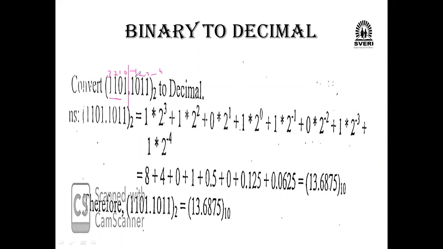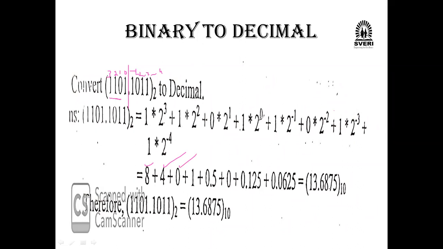So 1 into 2 to the power of -1, 0 into 2 to the power of -2, next plus 1 into 2 to the power of -3, and last 1 into 2 to the power of -4 here now. So 2 to the power of +3 is nothing but how much? 8. 8 we have written here now. Next 2 to the power of 2 is 4. 4 into 1, 4 we have written here now. 0 into multiplication of anything, it is 0 only. 0 we have written here now.